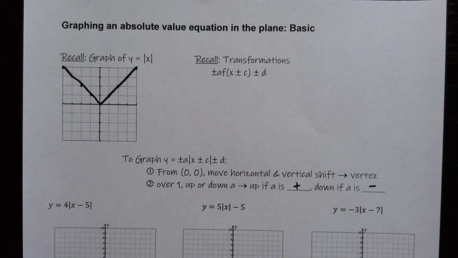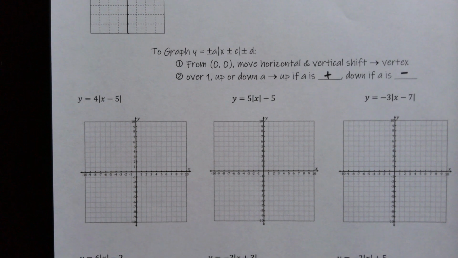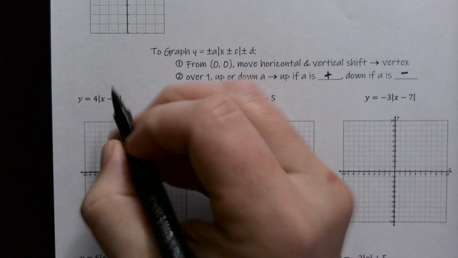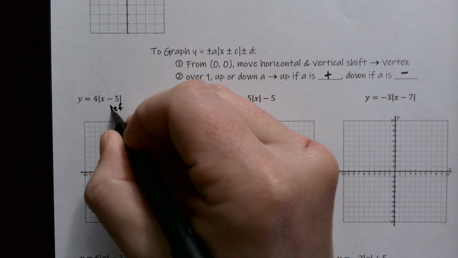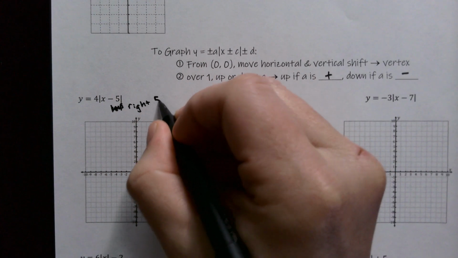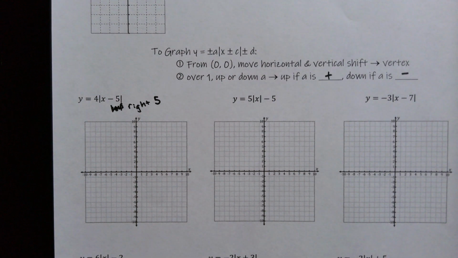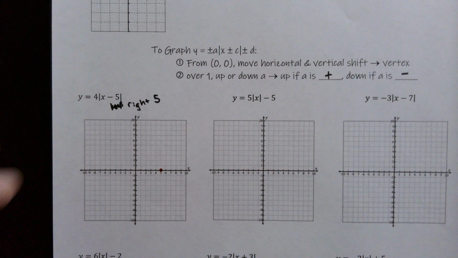So let's take a look at some of these. Our first one is y equals 4 times the absolute value of x minus 5. The first thing we need to look at is that this is creating a shift. It's going to go left. Nope, not left, it's opposite of the sign. So right 5. So our new vertex, instead of being at 0, 0, is over here at 5, 0.